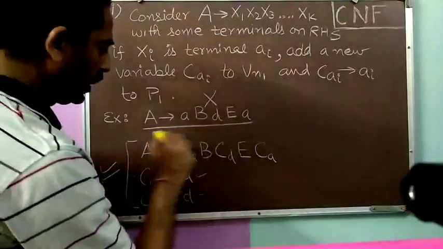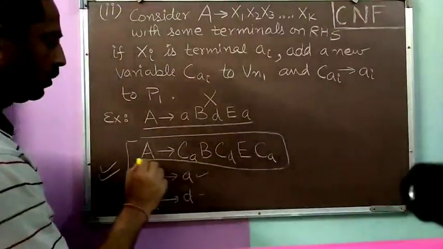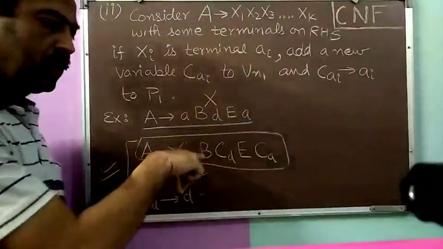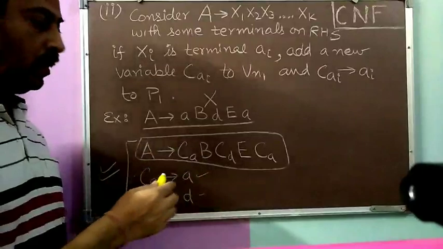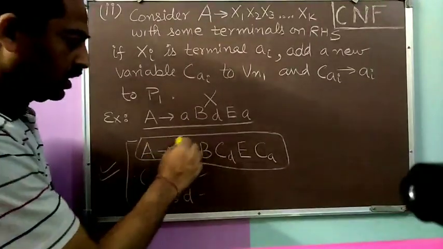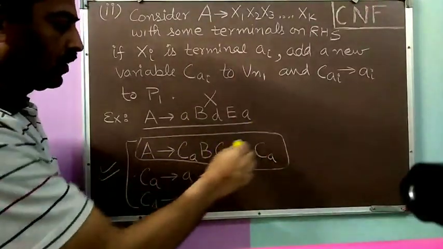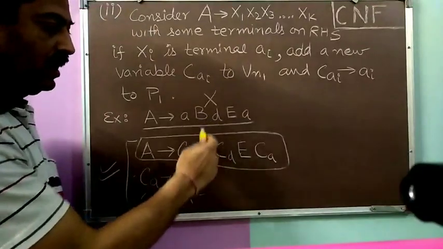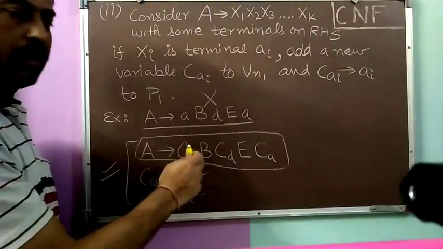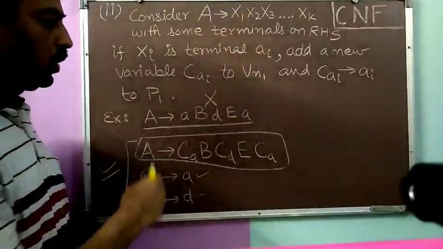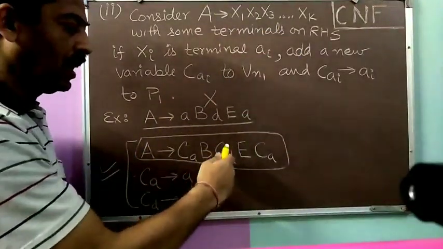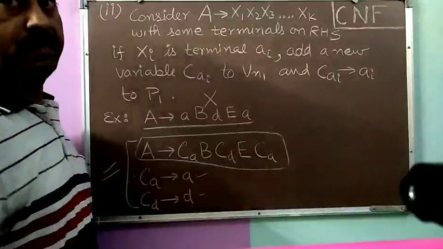Now again, these kinds of productions are there which are not in the form required by CNF. The only problem here is that these all are variables, but we have to restrict their length. Only two variables should be on the right hand side. So in the third step, we will be restricting the length on the right hand side.